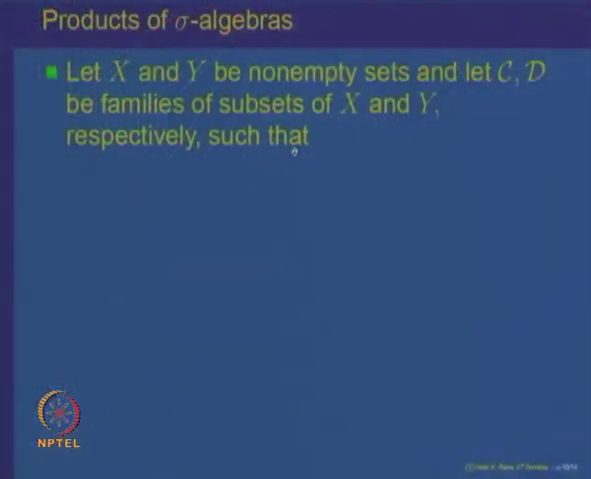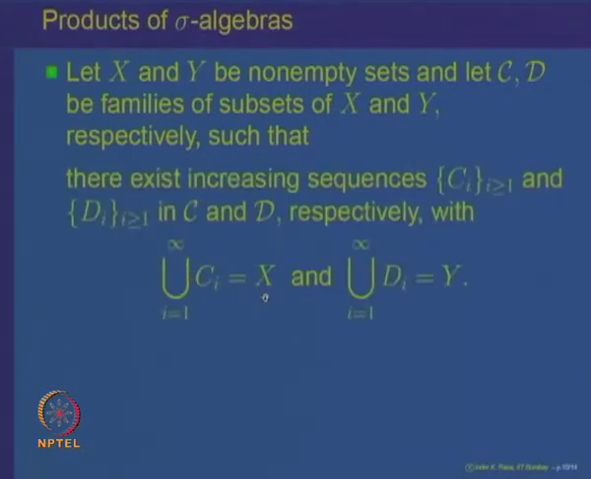However, we would like to find some conditions under which we can ensure these two are equal, and that is going to be our next theorem. So, the theorem says: let X and Y be non-empty sets, and C and D be families of subsets of X and Y, such that the whole space X can be represented as a union of elements from that collection C, and the space Y also can be represented as a union of elements from that collection D.